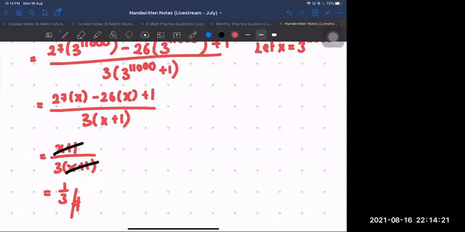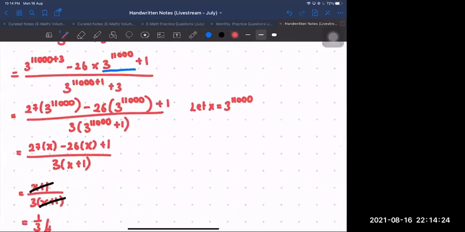Okay, so the final answer is 1/3. Now, this technique over here of using a substitution is very powerful because we always use substitutions when things get very complicated. This is a technique that is used in A-Math as well, especially when your terms get super big or super complicated. It's a technique that I learned in university and also during my JC time as well.